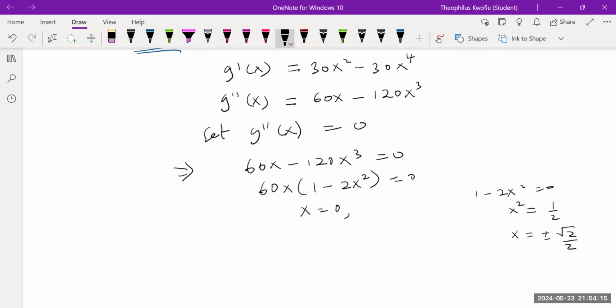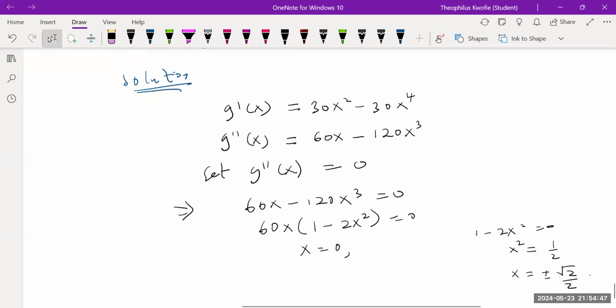Root of 2 on 2. Very good. So let's take note of that. All right. So we're going to have these values of that. Now, what we are going to do is that for each point of inflection, or for each x value that we just got, we're going to plug it back into the main function or the main problem. Is that okay? So we are going to do that.